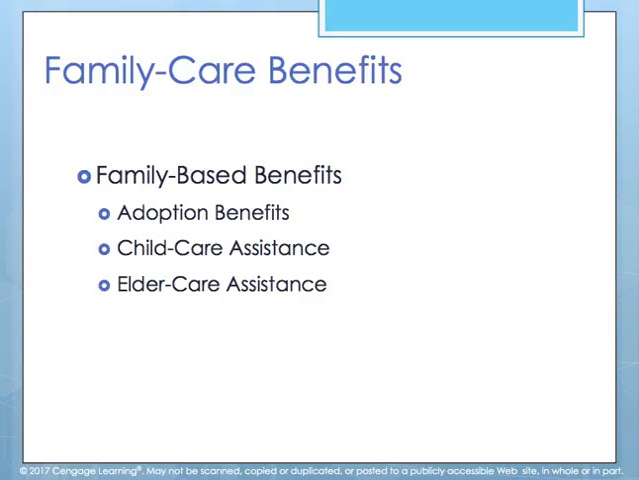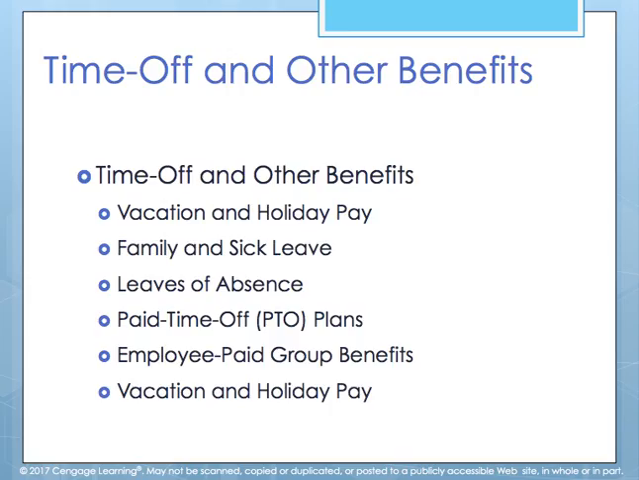There are various family care benefits that include, as we mentioned earlier, adoption and child care, but also elder care assistance. We really need to increase these benefits and ensure that they're offered in all size organizations. Time off and other benefits include PTO, employee paid group benefits, vacation and holiday, leaves of absence, family and sick leave, and the traditional family and holiday pay.